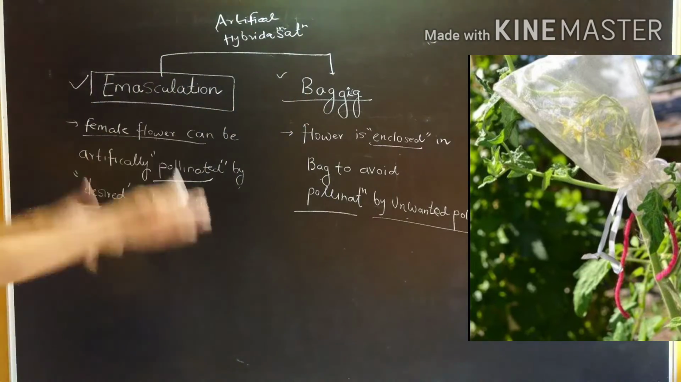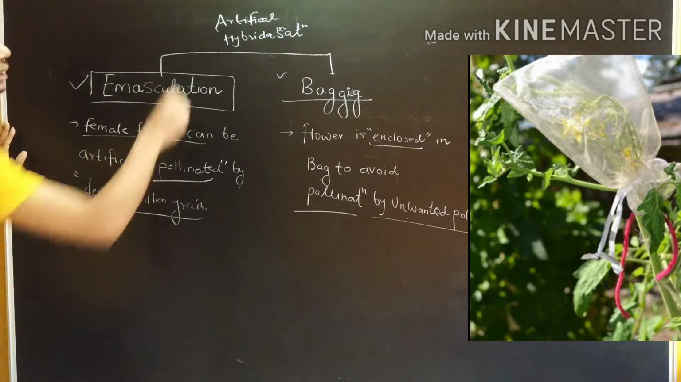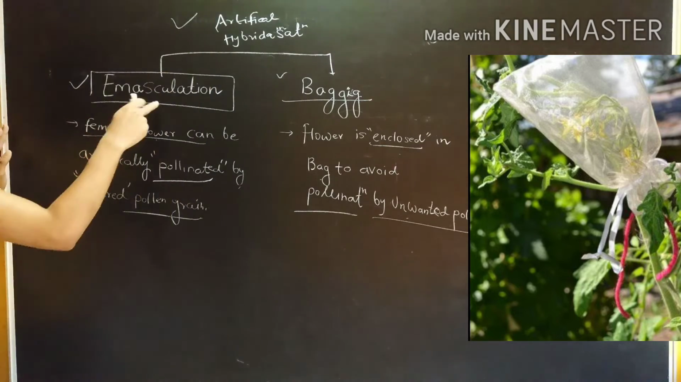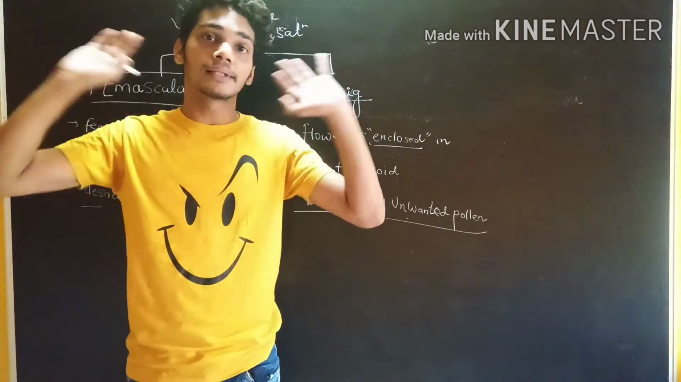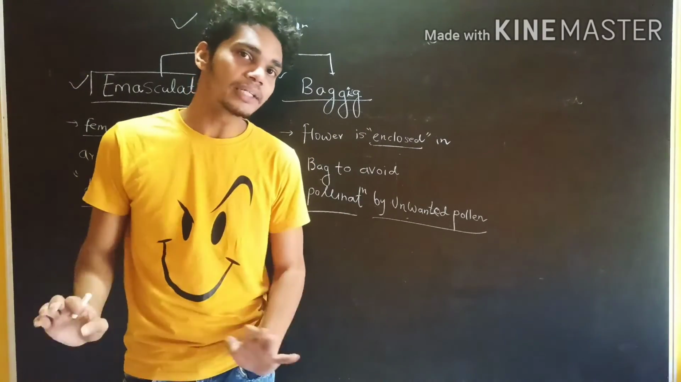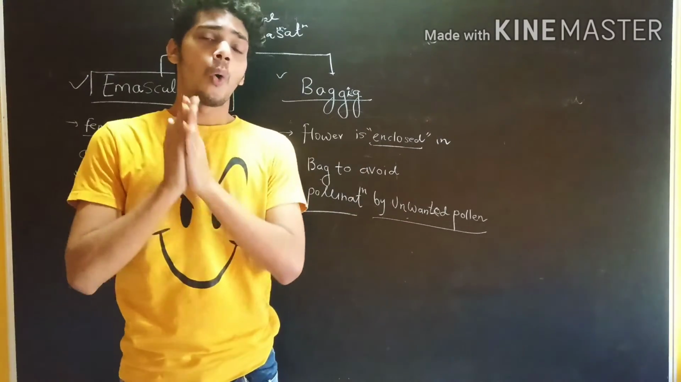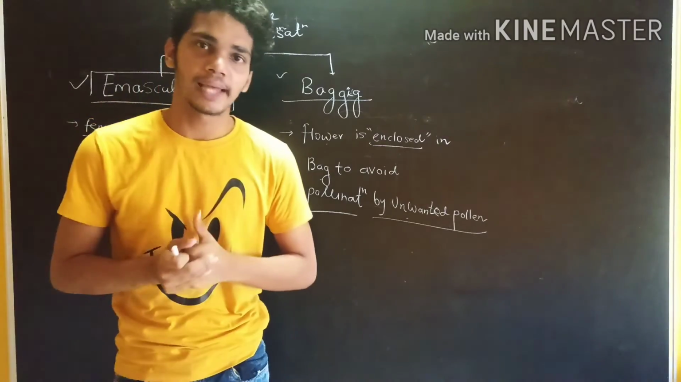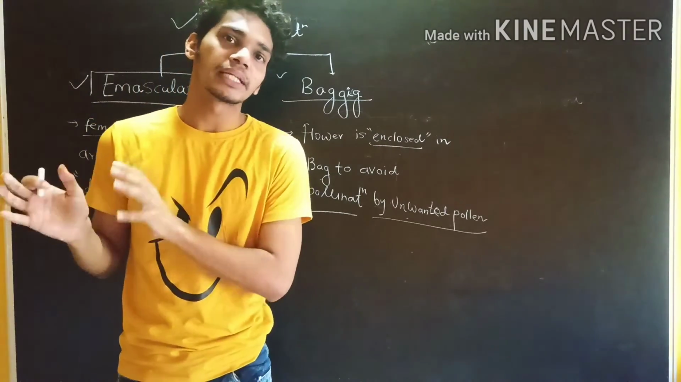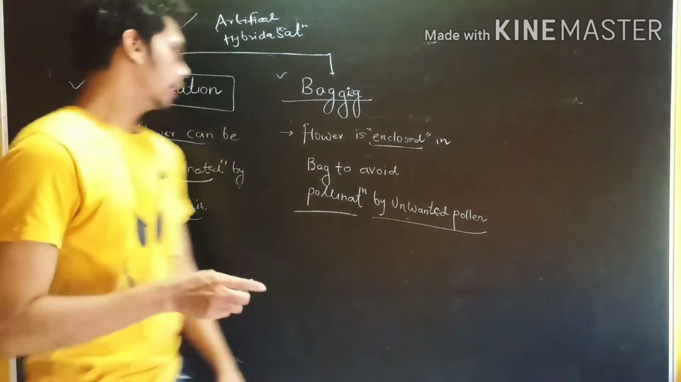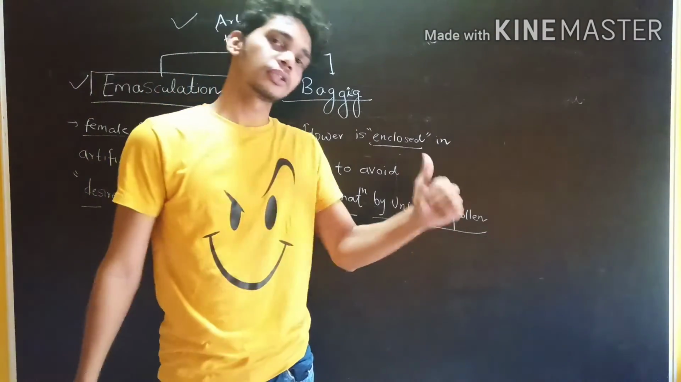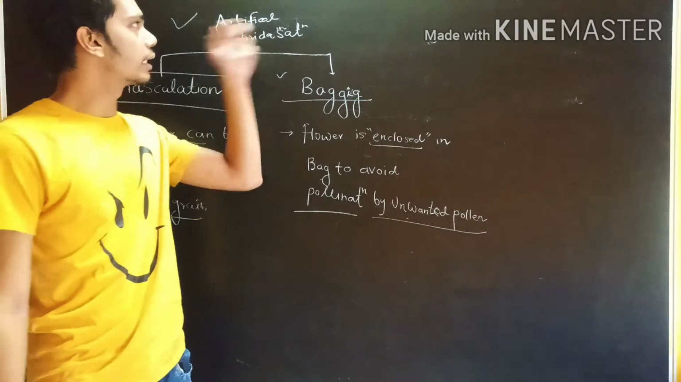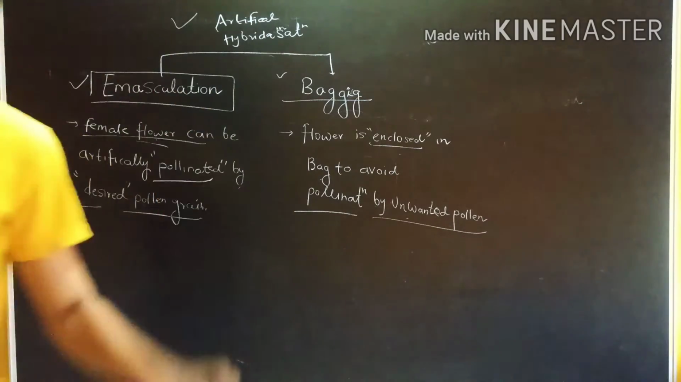So these are the two mechanisms, or two types of process, used in artificial hybridization: emasculation and bagging, simply to avoid other pollen grains which are not desired, so that only the desired ones transfer. This process ensures that only the desired pollen grain enters the female flower and further germination starts. So this is the process we study, the artificial hybridization method.